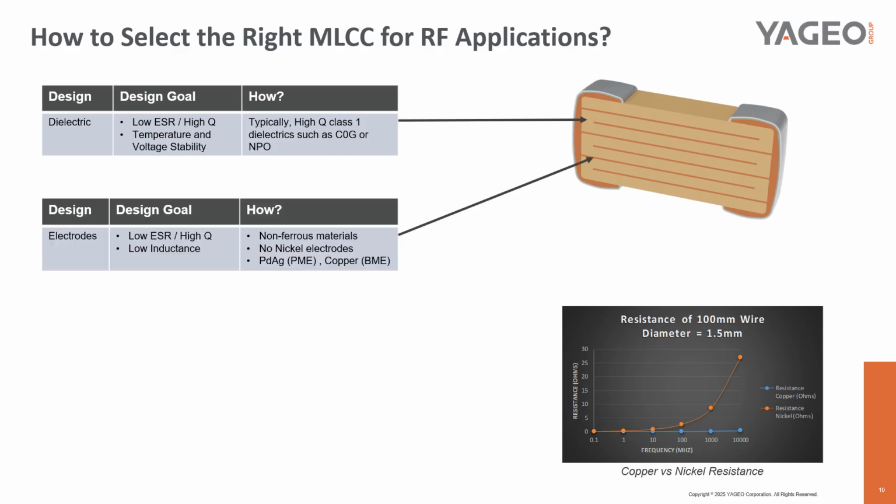The next thing we do is choosing an electrode material that provides the lowest ESR and ESL over a broad frequency range. This means we stay away from ferrous materials such as nickel.